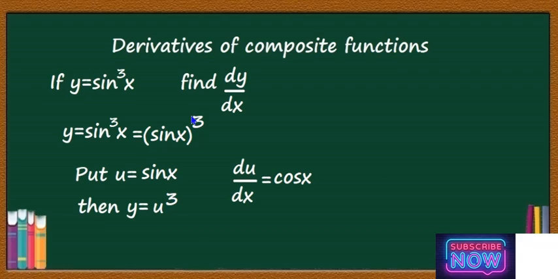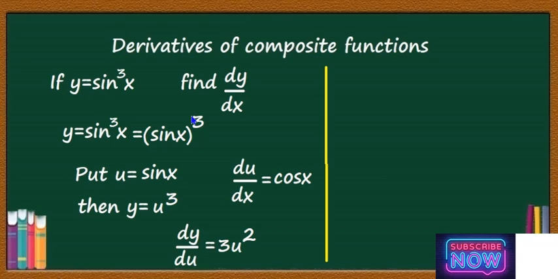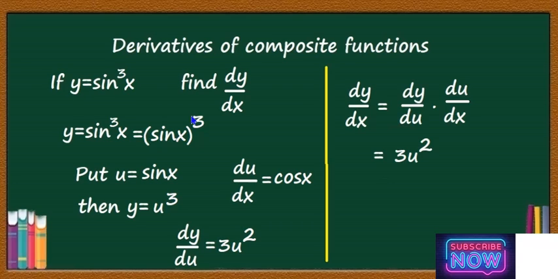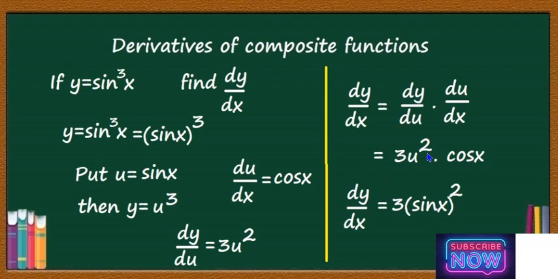You can find dy by du. What is the derivative of u cube with respect to u? 3u square. And now you write the formula for the chain rule, that is dy by dx is equal to dy by du into du by dx by the chain rule. What is dy by du? 3u square. What is du by dx? Cos x. And now what is u? U is equal to sin x. You replace this u by sin x. You will have dy by dx equal to 3 sin x whole square into cos x.